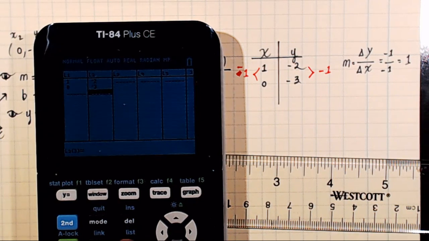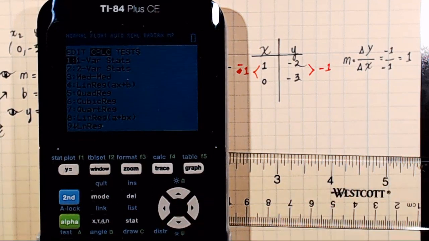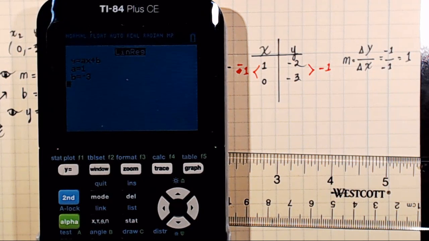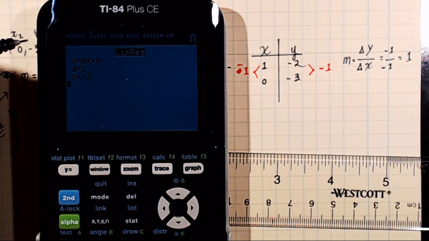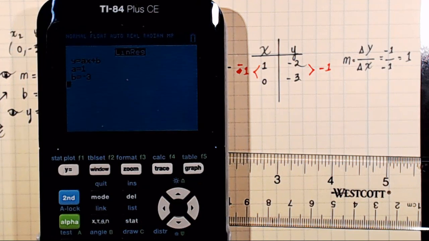Now I hit Stat, go over to Calc, and go down to 4, which is LinReg ax plus b, and hit enter, enter, enter, enter, enter, and then it actually gives me all the components I need to find the equation of the line. But the key thing here is the a value is 1. So another way of finding 1.